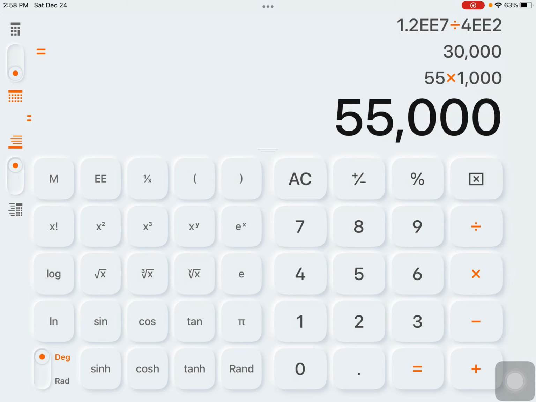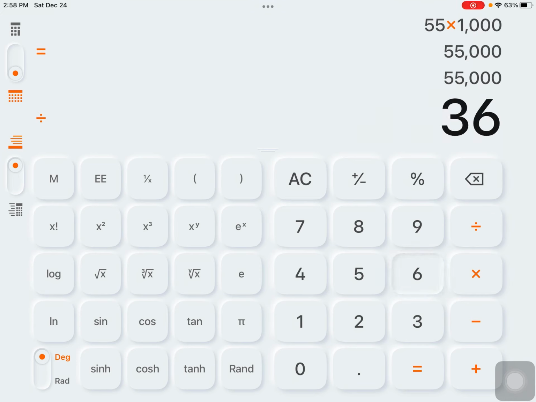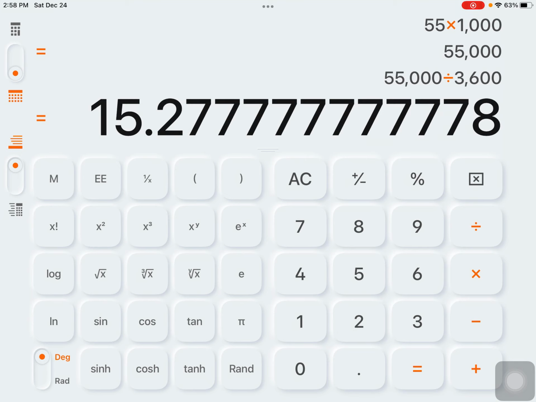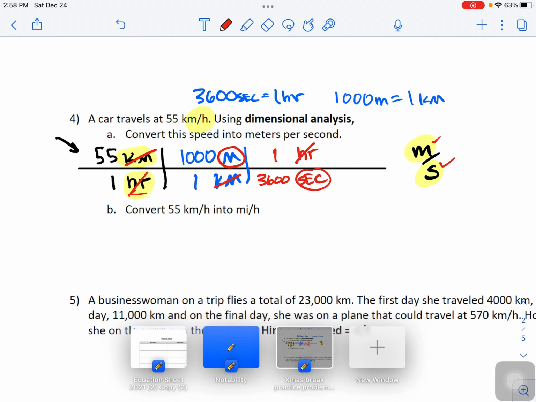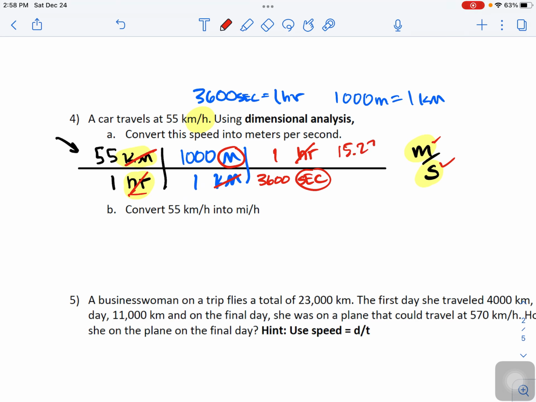Okay, so then I'm going to go to my calculator again, and I go 55 times 1,000. And then I hit equals, and then I divide that by 3,600 equals, oh my gosh, that's a huge number, 15.277777. So the answer that I get was 15.2777. You're not going to need all those decimal places because this number here determines how many decimal places in your final result. This one has 2 significant figures, so I'm going to go to 2 significant figures here. 15 meters per second.